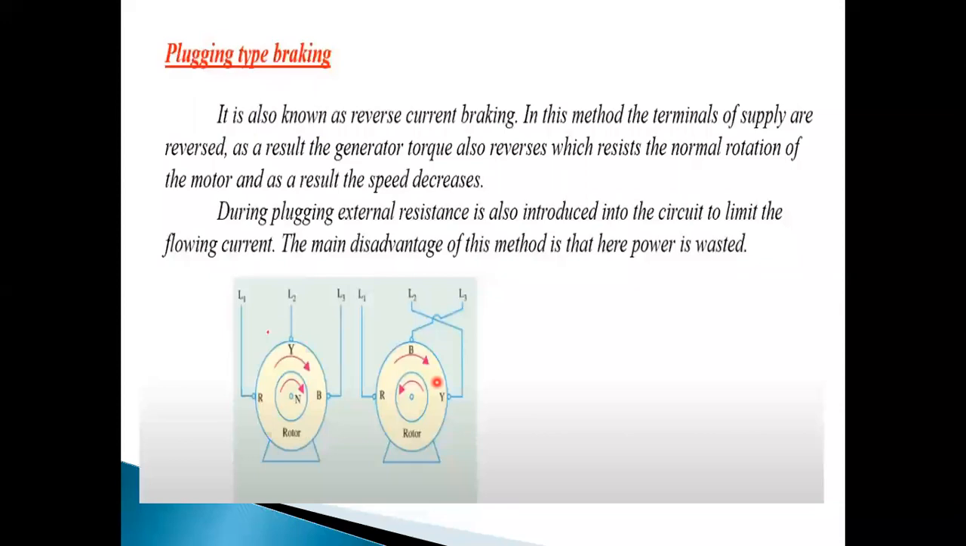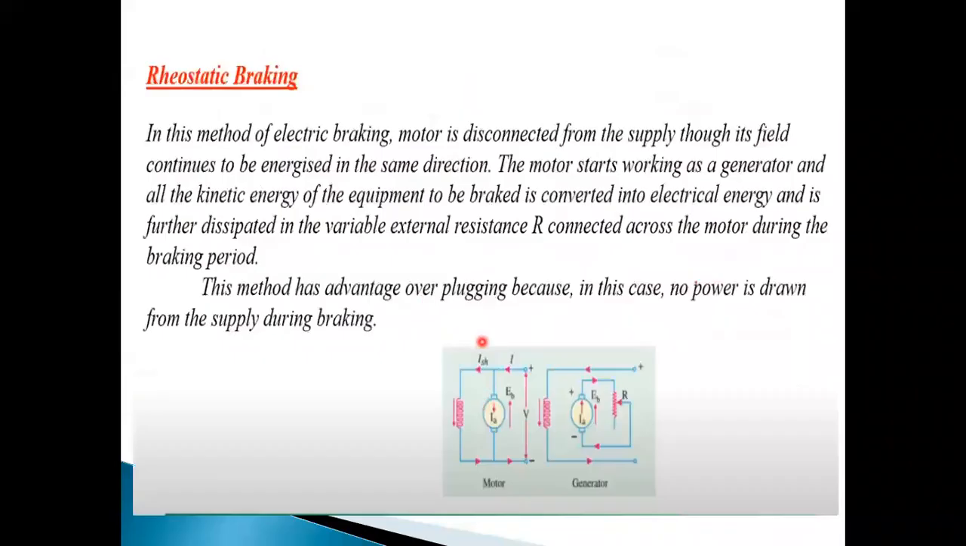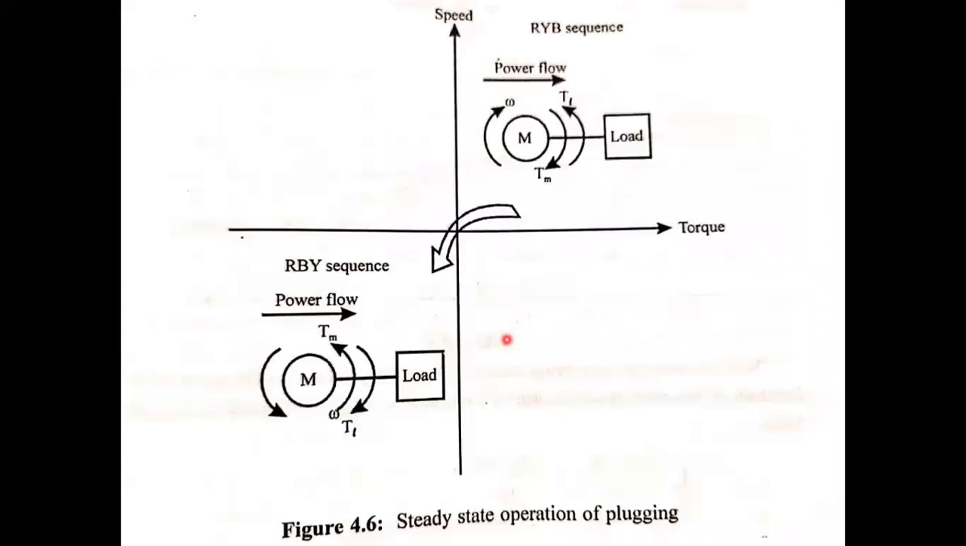Now this figure. In each case, the machine is running as a motor. Here the machine is running as a motor, and here also the machine is running as a motor. Here power flow is in this direction, and here also power flow is in this direction. This is called the first quadrant, and this is called the third quadrant. The plugging method operates under the first and third quadrants.